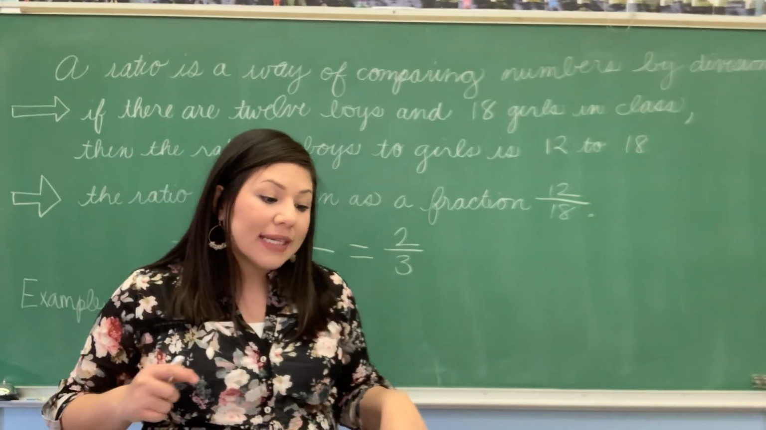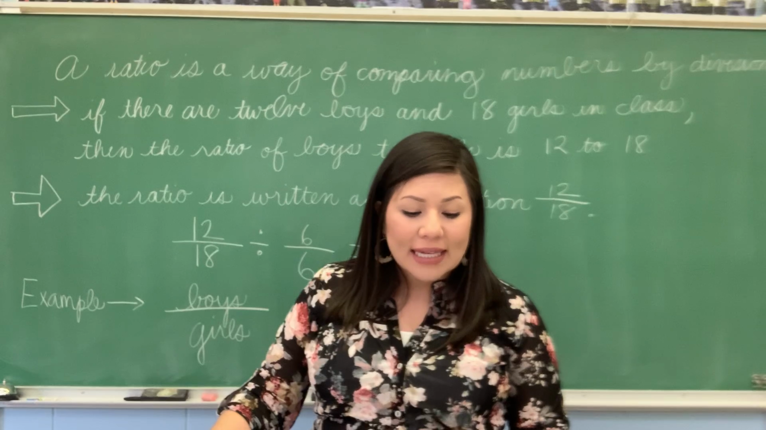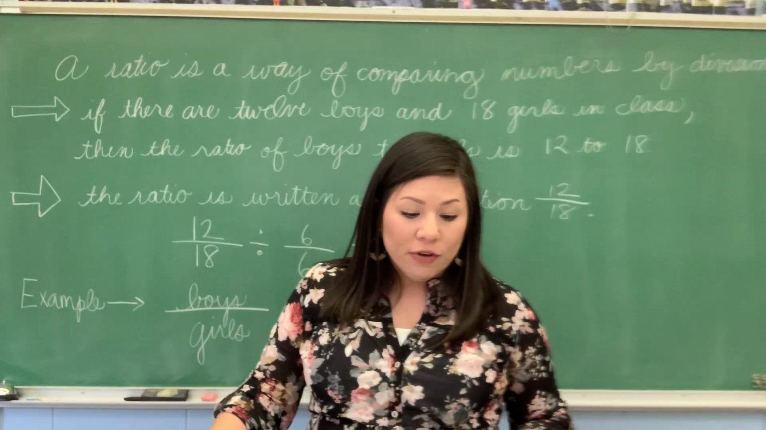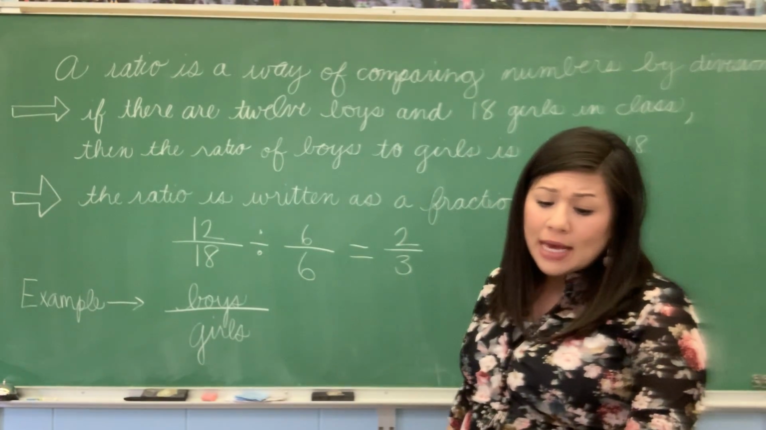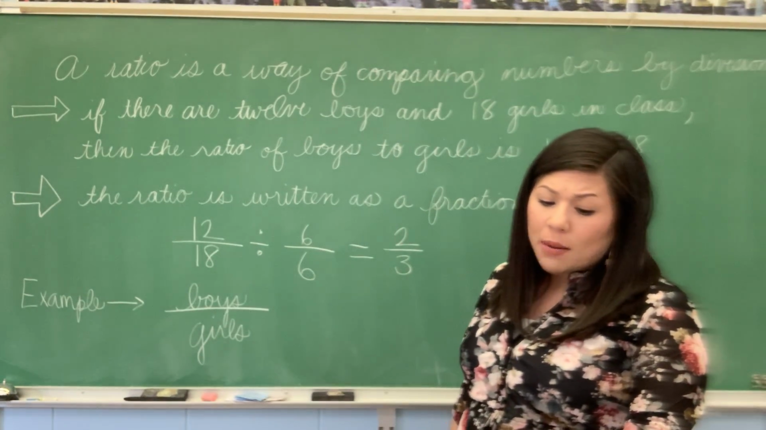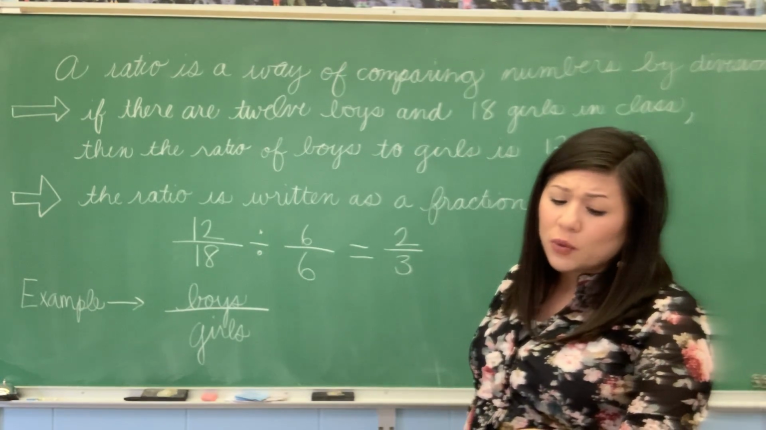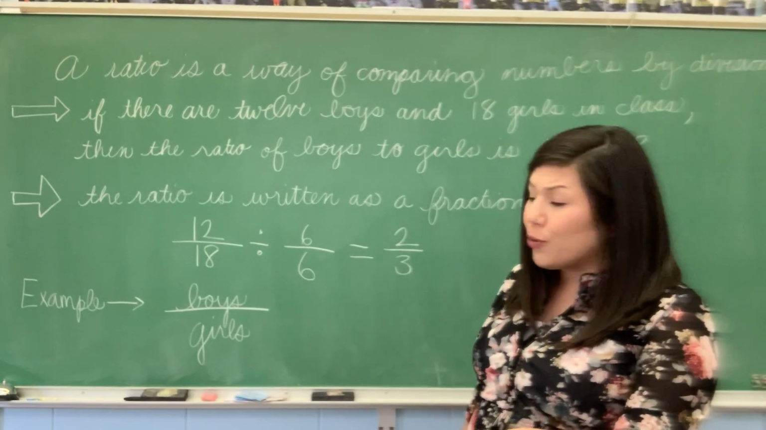Alrighty, let's look at an example. The example says there were 12 girls and 16 boys in the class. What was the ratio of boys to girls? First, we place the numbers in the correct order. We're asked for the ratio of boys to girls. Since we follow the order from top to bottom, we write the number of boys as the numerator.